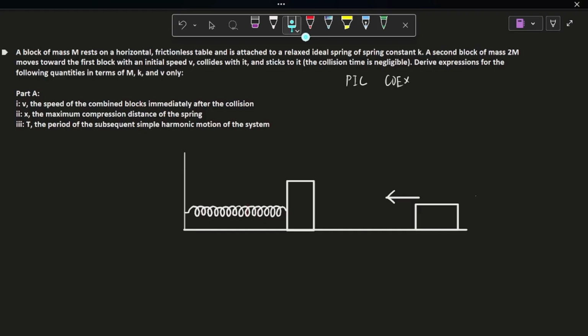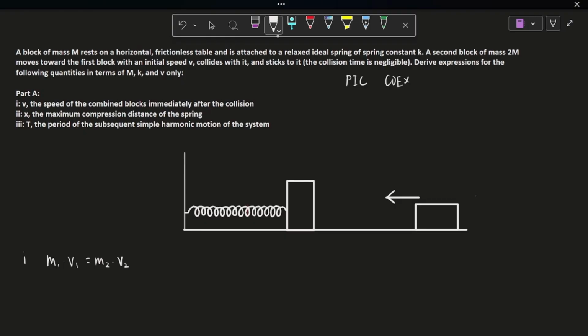Do you remember momentum? Yeah. So in this situation, momentum will be conserved because there are no outside forces applied on the system. So let's try the conservation of momentum. Part 1. First step, we need to write the basic expression for the conservation of momentum: m1 times v1 equals m2 times v2.